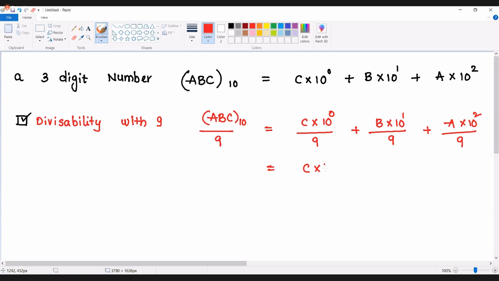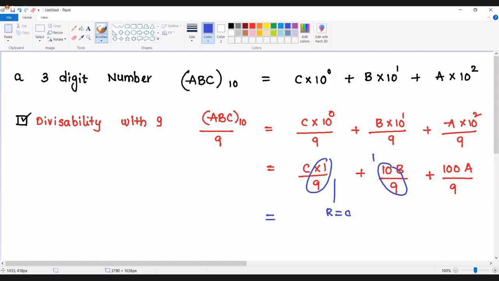So it is C into 1 divided by 9 plus 10 power 1 is nothing but 10, 10 into B divided by 9. 10 square is 100, 100 into A divided by 9. You can go with the individual remainders here. 1 by 9 is 1. C into 1, you are going to get a remainder which is equal to C.